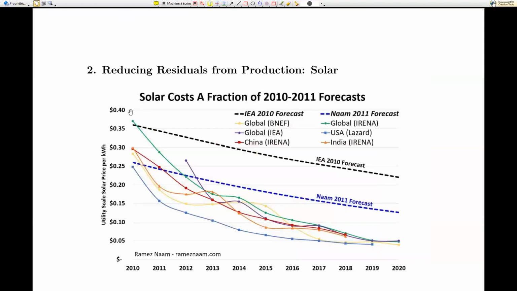Solar again. These are the forecasts that we used to have about how fast the price of solar would decline, and this is how fast the price of solar has actually declined over time. So it's declining extremely fast. So why aren't we using solar all the time for everything?